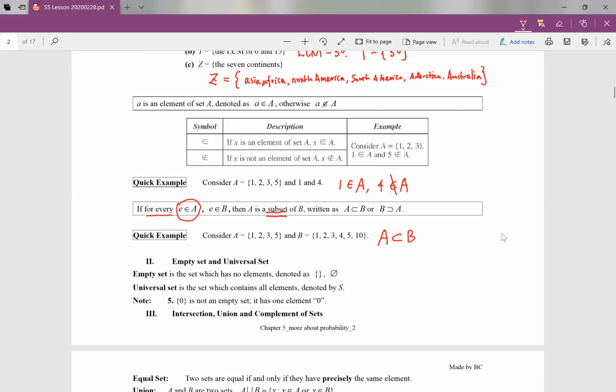You can also understand it like this. B is a larger area and A is part of it. Meaning that every element in A also belongs to B.